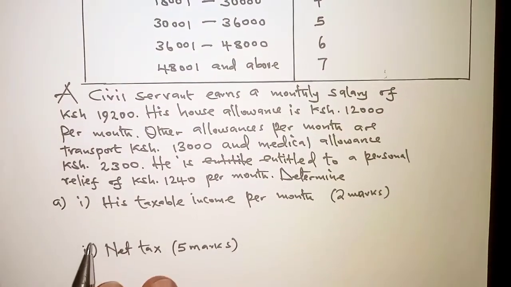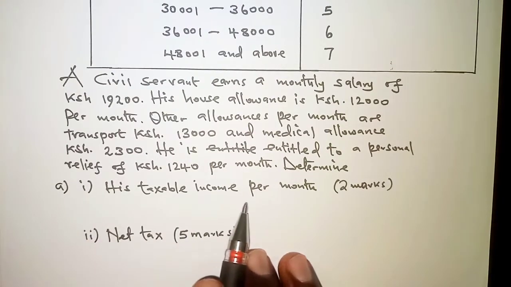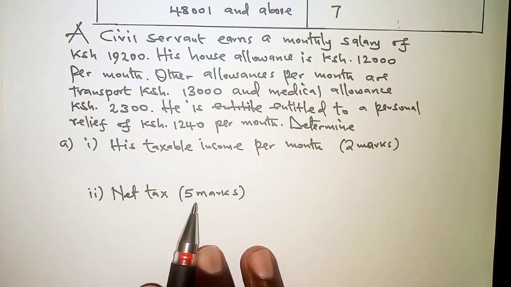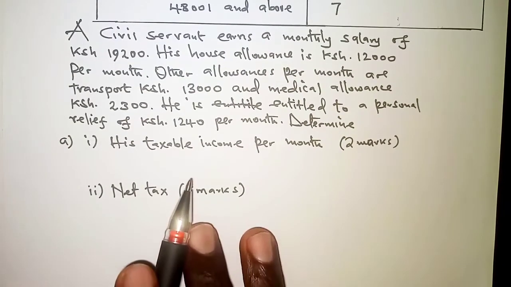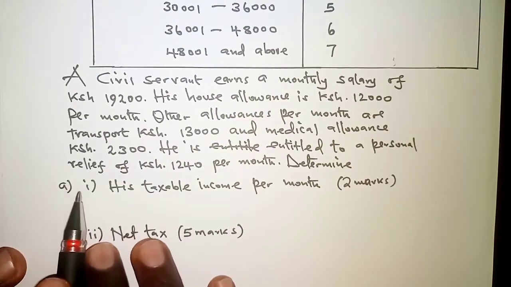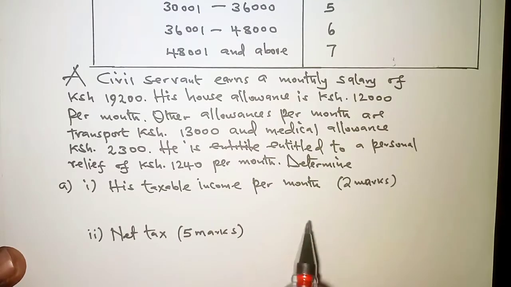Determine, part A, Roman 1, his taxable income per month, and then Roman 2, the net tax. Before we move to part B, I want us to do part A. Roman 1, we are told to determine his taxable income per month.